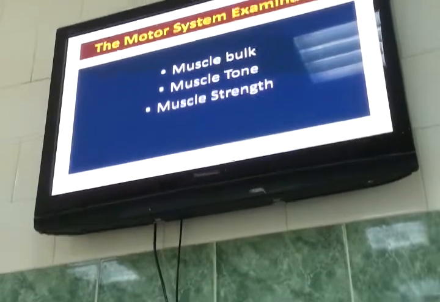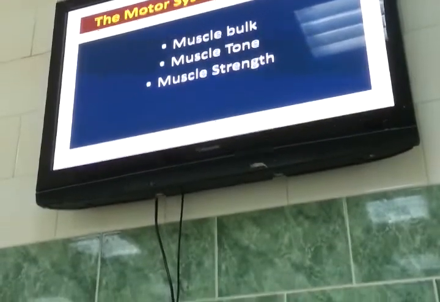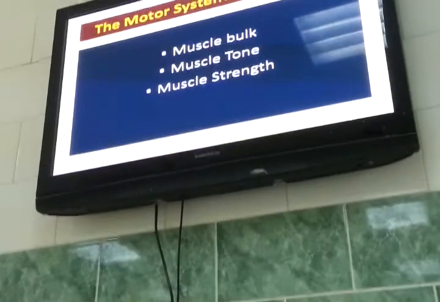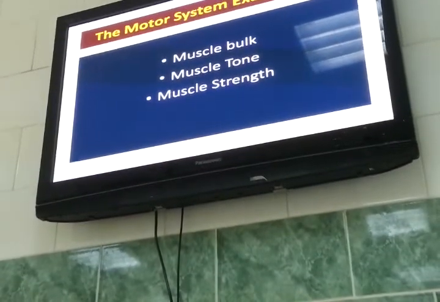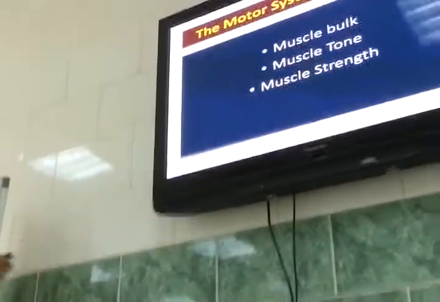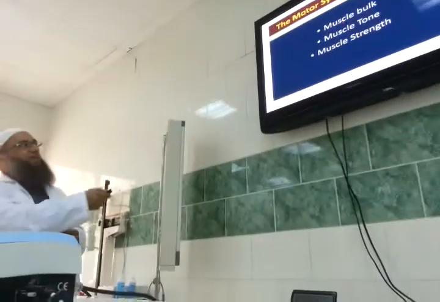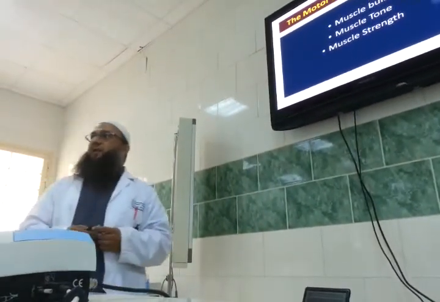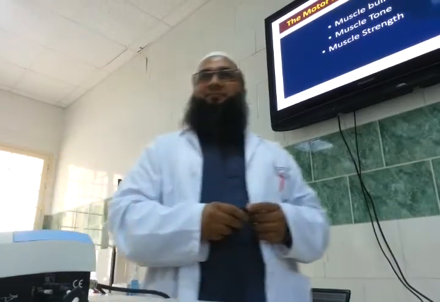So now, motor system examination. There are three parts of the motor system examination. One, we check the muscle bulk. What is the muscle bulk? The mass of the muscle. Then we check the muscle tone. Then we check the muscle strength. What is the tone? Can anyone explain?